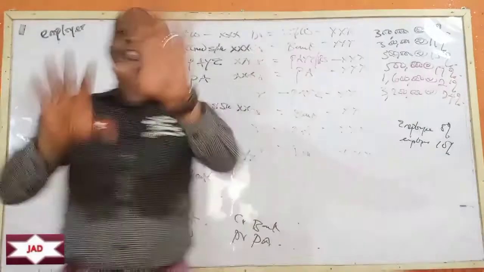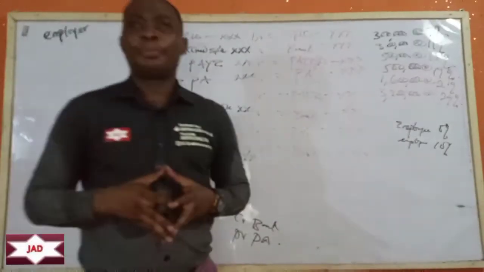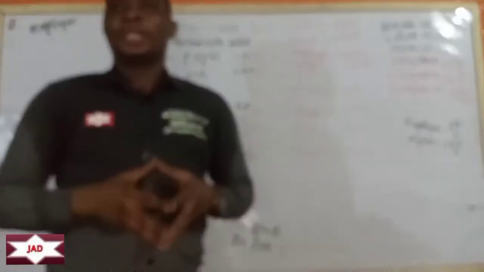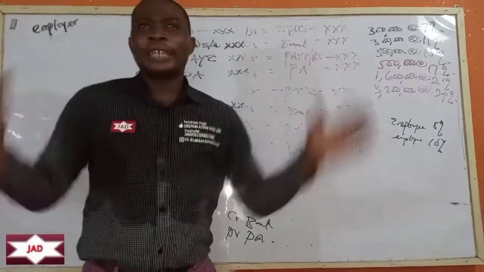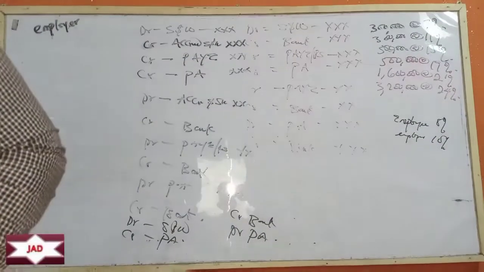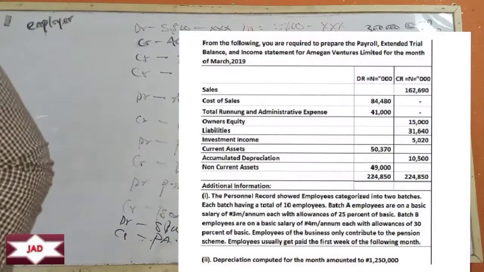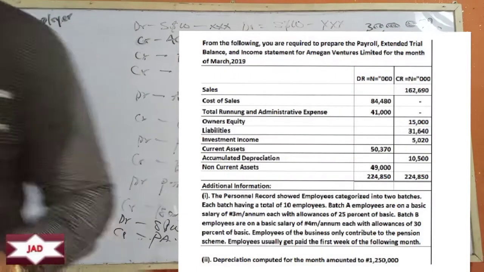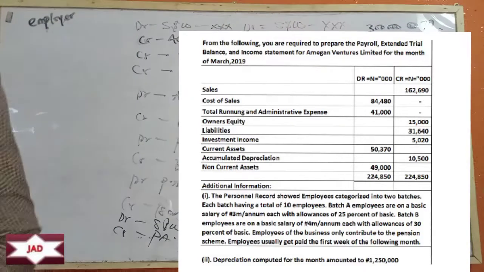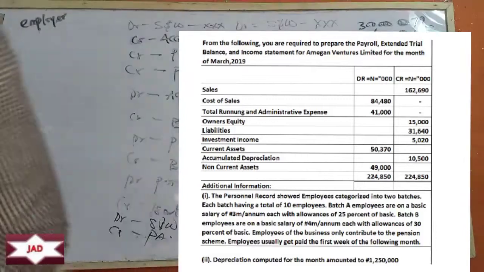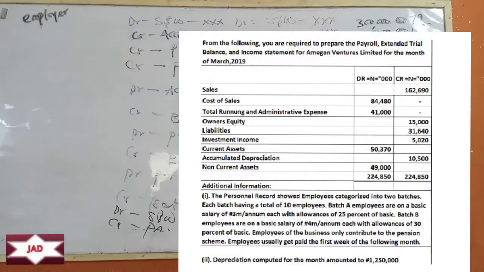So quickly, let's take this question so we can have an understanding of how to prepare the payroll, and then after we prepare an income statement and all that. Now, from the following, you are required to prepare the payroll, extended trial balance, and income statement for Amiga Ventures Limited for the month of March 2019. So we have sales, cost of sales, total running and administrative expenses, owner's equity, liabilities, investment income, current assets, accumulated depreciation, non-current assets. And then we have additional information there.